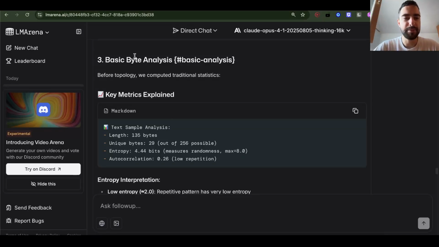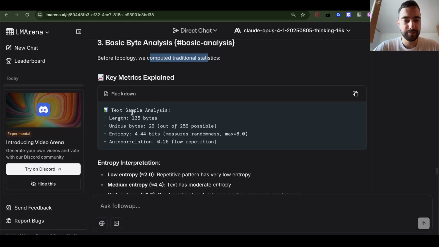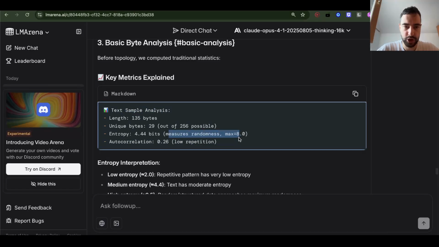Okay, let's see basic byte analysis. Before topology, we computed traditional statistics. Text sample analysis: length 135 bytes, unique bytes 29 out of 256 possible. Entropy 4.44 bits, measures randomness. So I guess randomness of the next byte. Or no, maybe randomness of the whole sequence. Maybe if there were more unique bytes, then entropy would be higher as well.